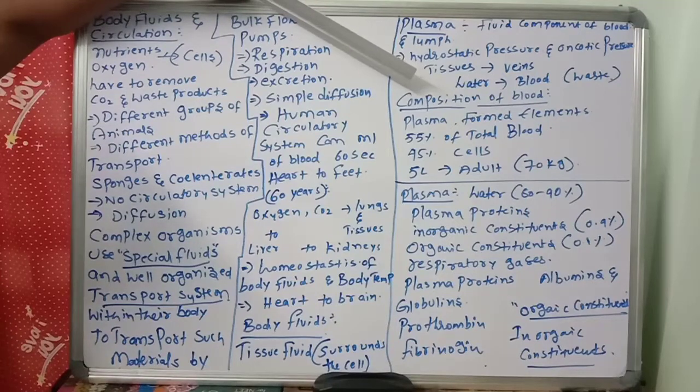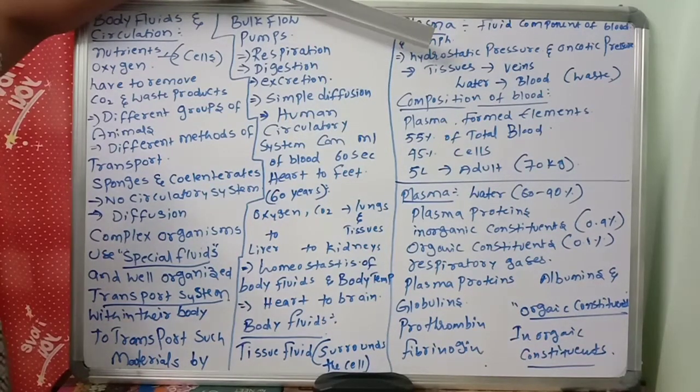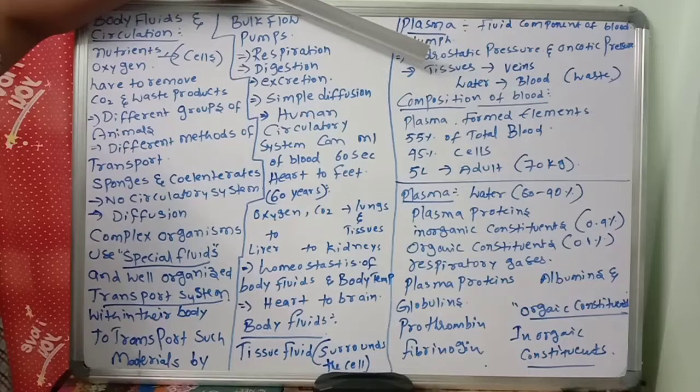Taking with it the waste products produced by the cells. So what I am telling is that hydrostatic pressure and oncotic pressure supply the fluid to the tissues, and whatever water is there in the tissues will come back to the blood because of this pressure.